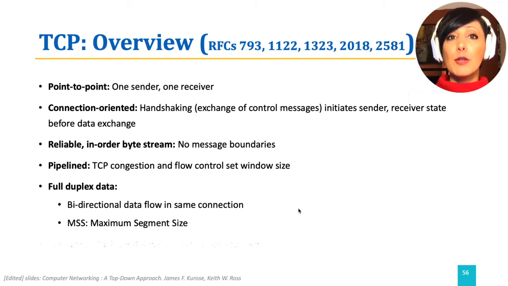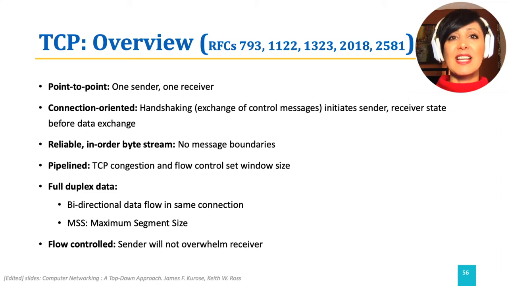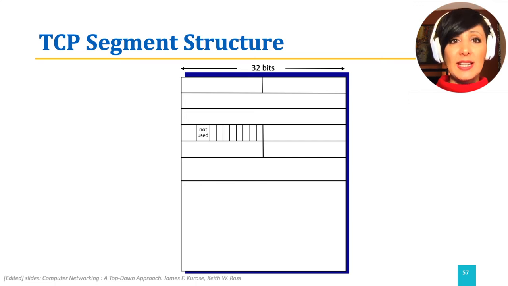It is flow controlled, meaning that the sender will not overwhelm the receiver. That is TCP in fast bullets. It also offers some more, but let's dig in and see what each of these items mean in detail. Let's start with taking a look at the TCP segment structure.